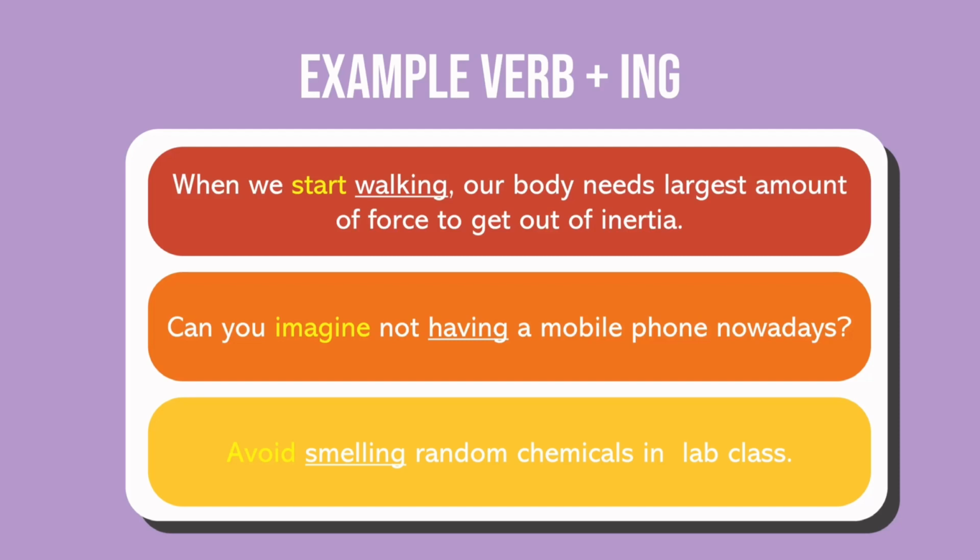Number 2. Can you imagine not having a mobile phone nowadays? This is an example of a negative sentence. The verb imagine is followed by the ing with negative form, that is not having. Number 3. Avoid smelling random chemicals in lab class. Avoid is the verb and smelling is the verb followed with ing.